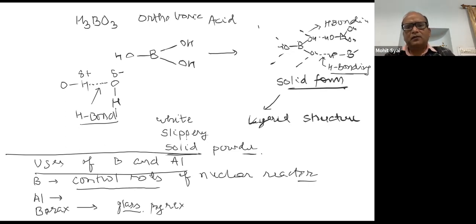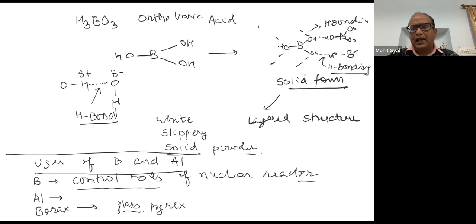So why do we use these glasses? Because they can withstand high temperature. Suppose in the lab we are heating or cooling, these glasses can withstand high temperature. So there you use boron. Boron nitride has a polymeric structure, so it is used to make bulletproof jackets.